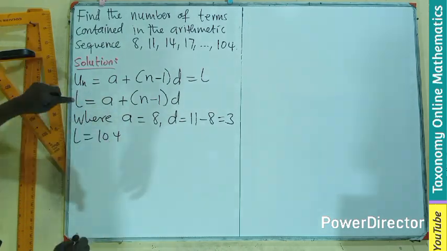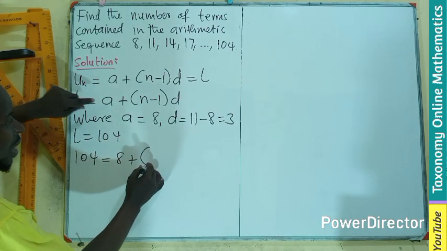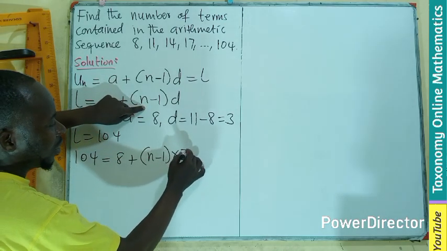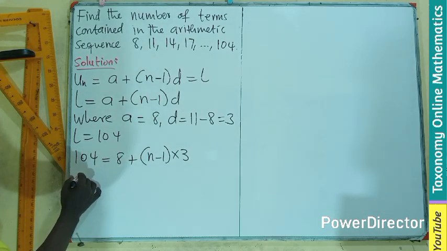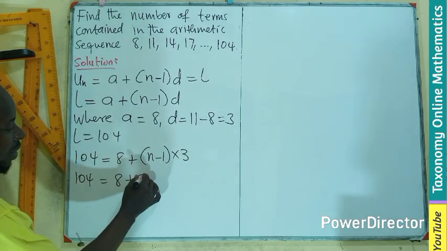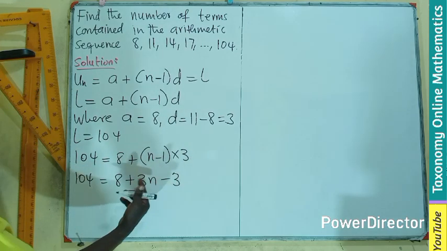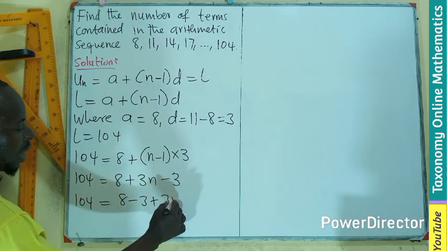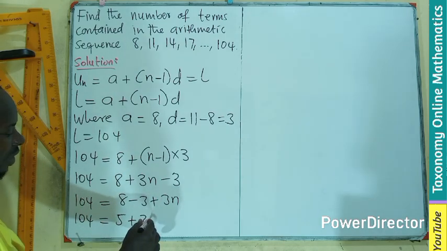So by substitution, I have 104 equals 8 plus n, the number of terms I'm looking for, times the common difference 3. So 104 equals 8 plus 3n, where 3 times minus 1 will be minus 3. When I compute this together, that will be 8 minus 3 plus 3n. So 104 will now be equal to 5 plus 3n.